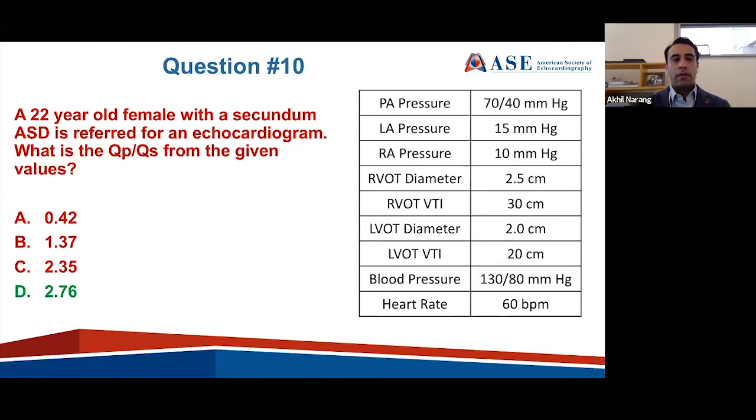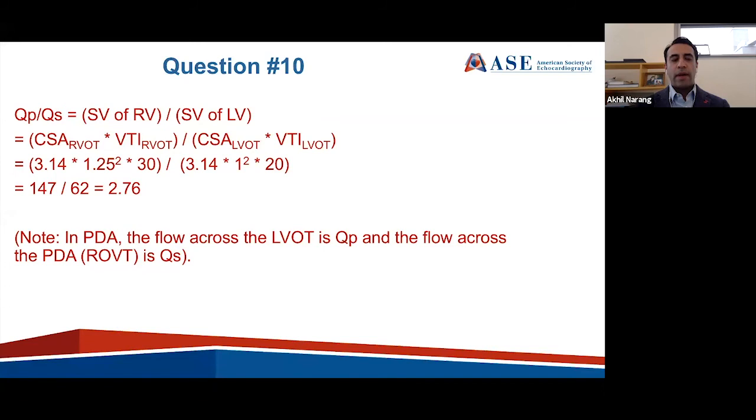And the correct choice is 2.76. The answer is derived by understanding how to calculate QP/QS for a patient with an ASD. For an ASD, the QP/QS is defined by the stroke volume of the RV divided by the stroke volume of the LV. Stroke volume of the RV is simply the area of the RVOT multiplied by the VTI of the RVOT. This is divided by the stroke volume of the LV, which is defined as the area of the LVOT multiplied by the VTI of the LVOT.